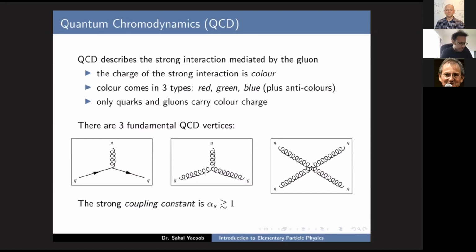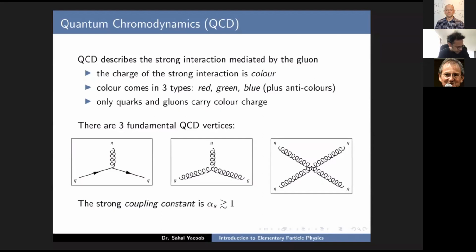And when I say there are 3 types of color, that's not like thinking of electromagnetic charge as having 2 types. Electromagnetic charge has 1 type that can be positive or negative. Color has 3 types that can be positive or negative. So you can have positive red and negative red, positive green and negative green, positive blue and negative blue. Only quarks and gluons carry the color charge.